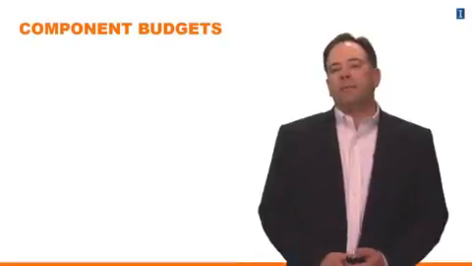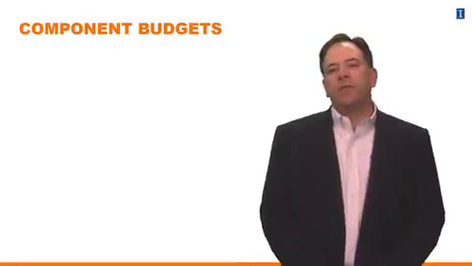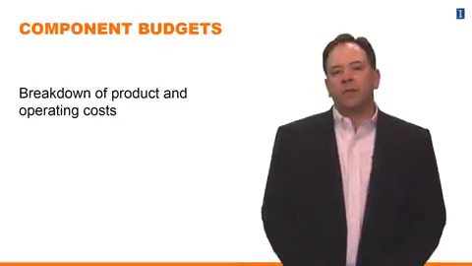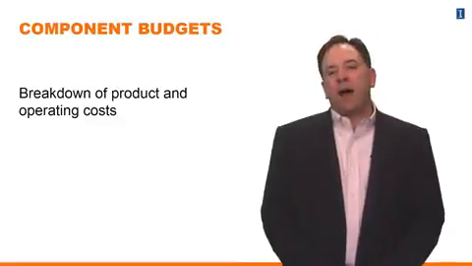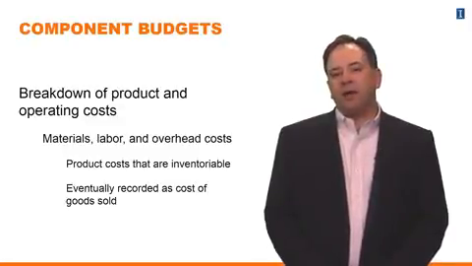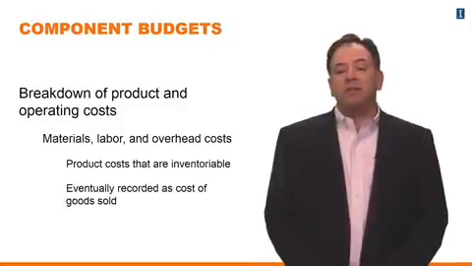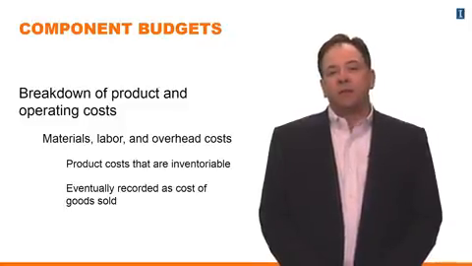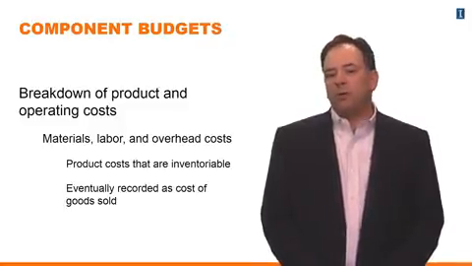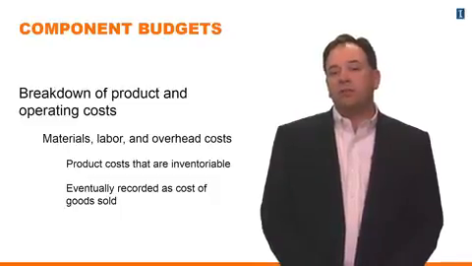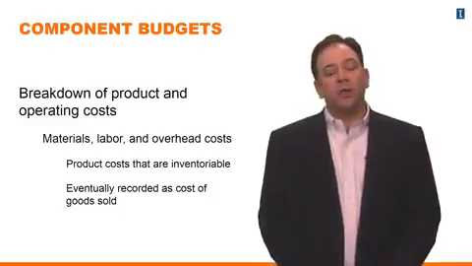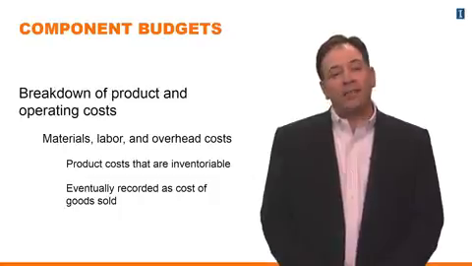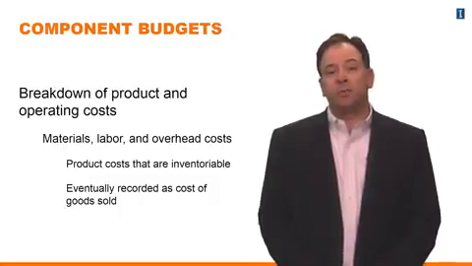Now that we've created the production budget, let's focus on the component budgets. We'll break down product and operating costs according to the following categories. First off, materials, labor, and overhead costs. Those are product costs that are inventoriable. They're eventually recorded as cost of goods sold, but until those units are sold, they're recorded as inventory. And that has some implications for our budget process.